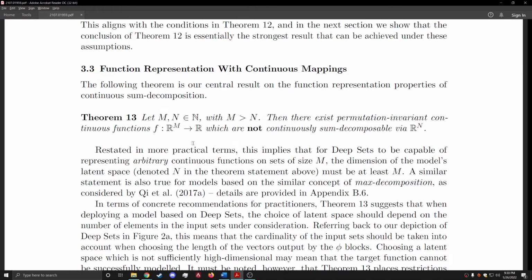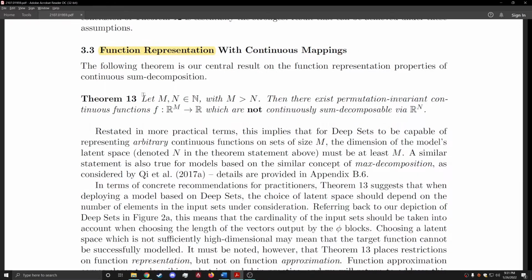So let's talk about function representation with continuous mappings. In order to do this, we're going to have to talk about Theorem 13. This is going to be one of the most important parts of the entire paper. We're going to spend quite a bit of time proving this, but then we'll get to move on from function representation. So let's talk about representation. We want the exact function. We want a decomposition that gives us the exact function we're looking for.